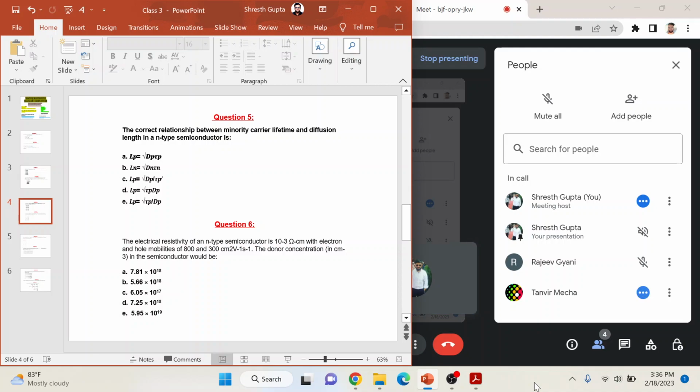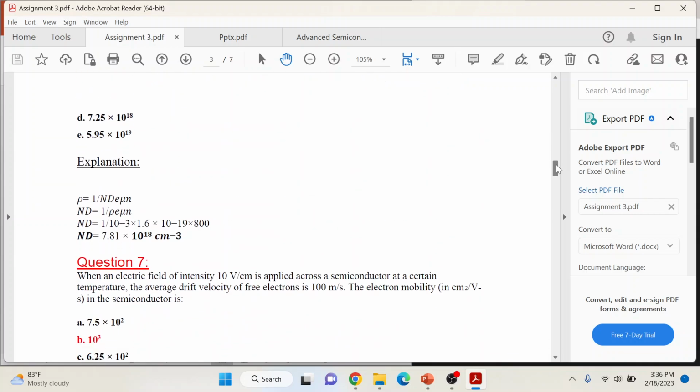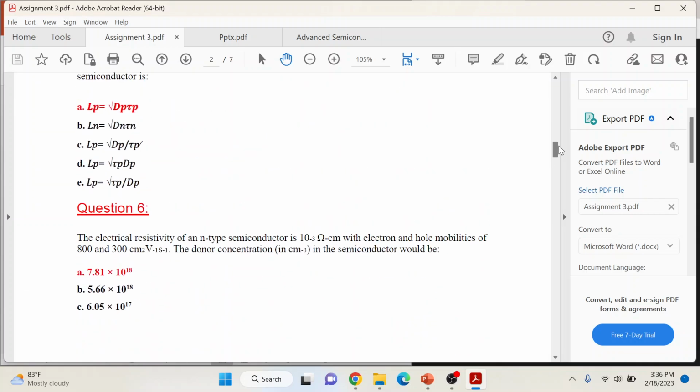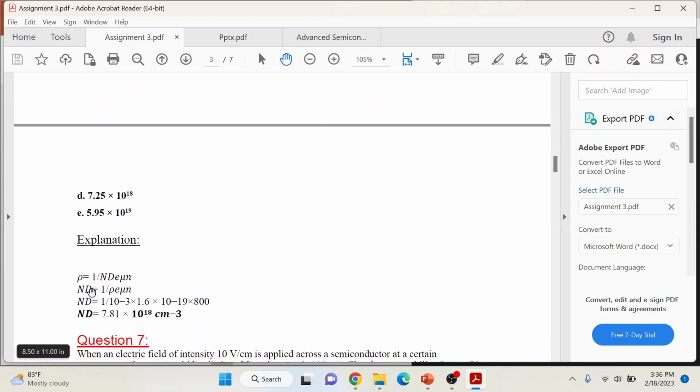Yes, sir. Okay, so let's go to the solution of question number 6. The question number 6 solution is this, and I'll share all this. The answer is 7.81 × 10^18. We know rho, that is resistivity, equals 1 over N_D e mu_n.